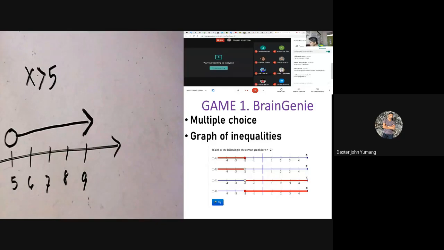Si Christoph naman, naka 5 out of 5 siya. So si Ashley, isang try lang yung nagawa niya. That's all correct from Christoph. So who else? Sino pa po ang nakatry? Charisse is 5 out of 5 also. James got 3 over 5. Okay. Rizal got 2. Cyril got 5. Wow, very good. Okay, marami po nakatama.